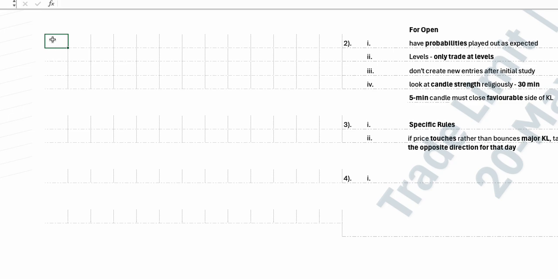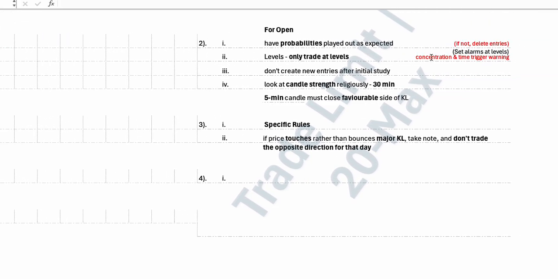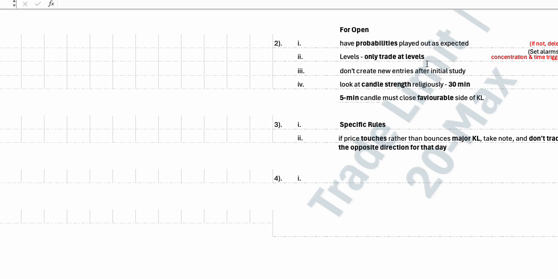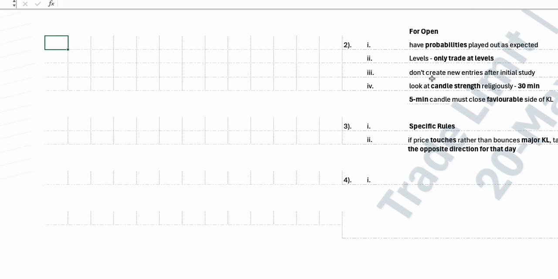So firstly, we're looking at whether probabilities play out as expected. So we trade at levels. We don't create new entries. We look at the candle strengths religiously on the 30-minute. Now I found that to be very, very helpful when we're planning to enter and when we're planning to exit.